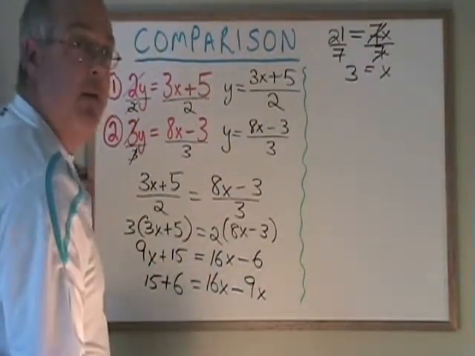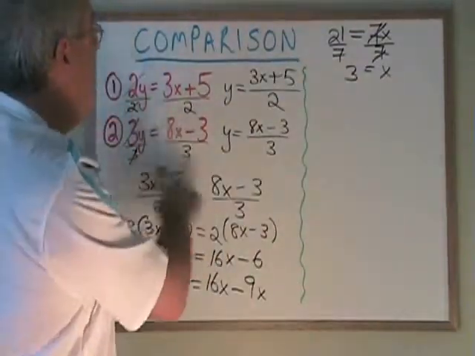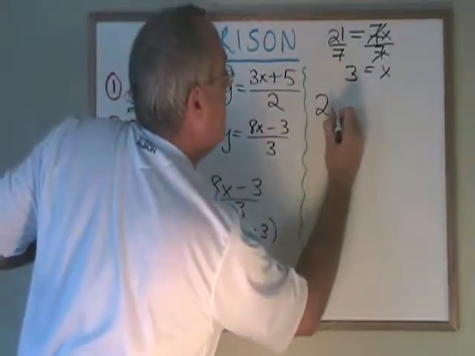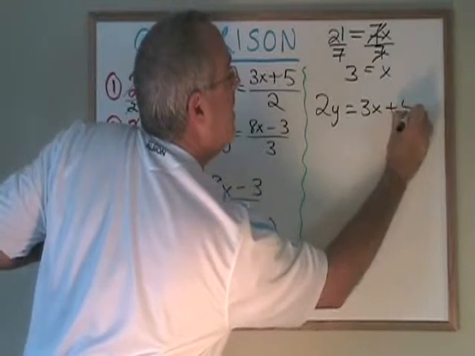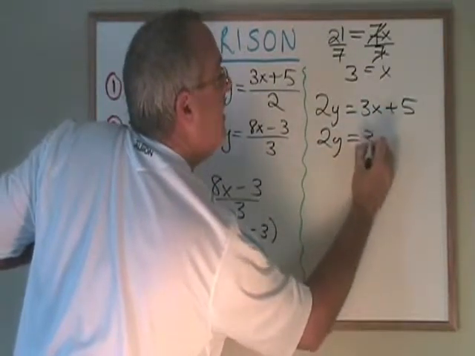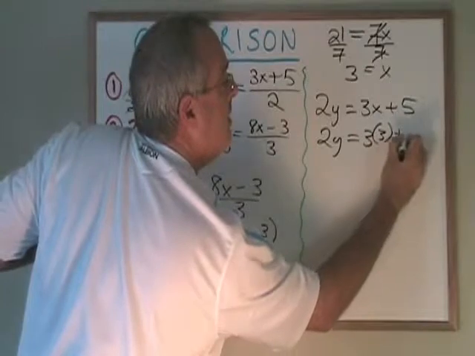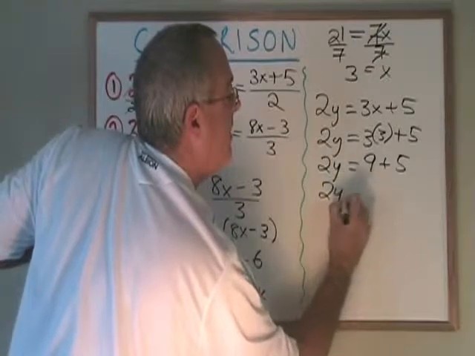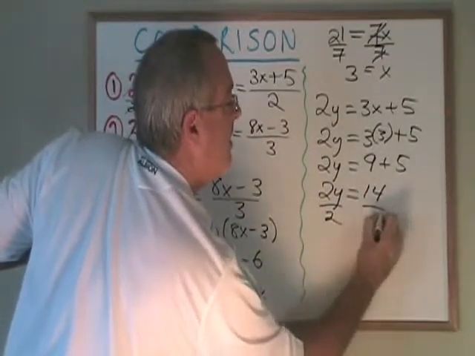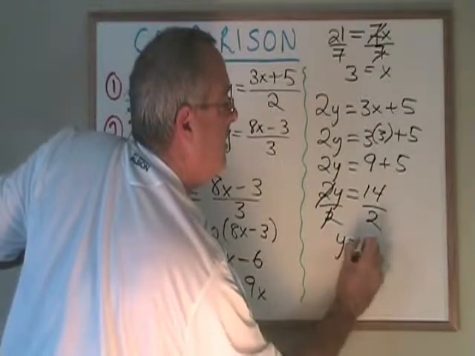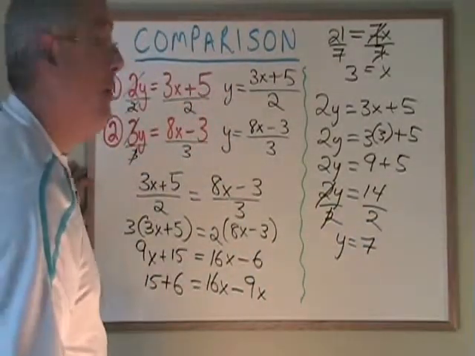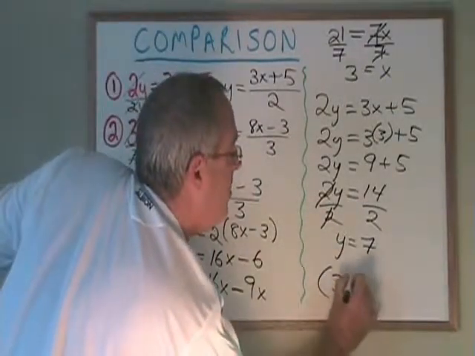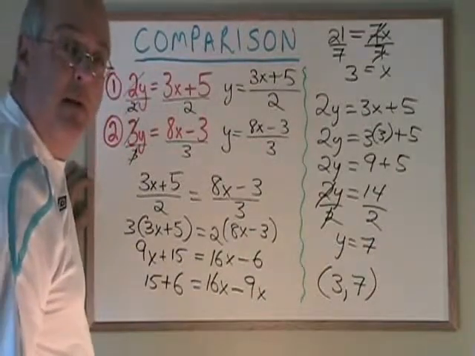To find out what y is equal to, I'm going to plug x equals 3 into one of the original equations. I'll use equation 1, 2y equals 3x plus 5. I write the equation again, I replace x with 3, and I get 2y equals 9 plus 5, 2y equals 14, y is equal to 14 divided by 2, which is 7. Therefore, the point at which these two lines cross is x equals 3, y equals 7. This is how we use comparison.